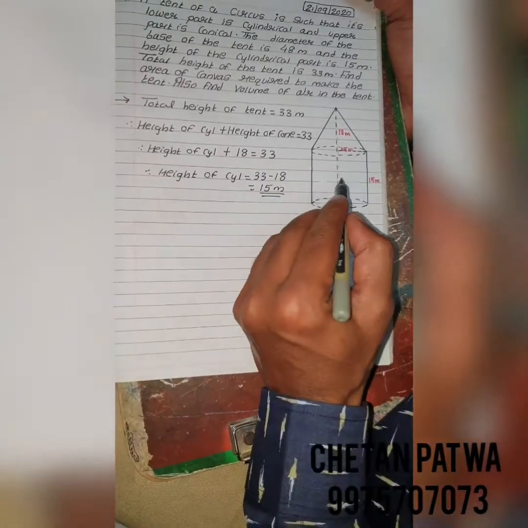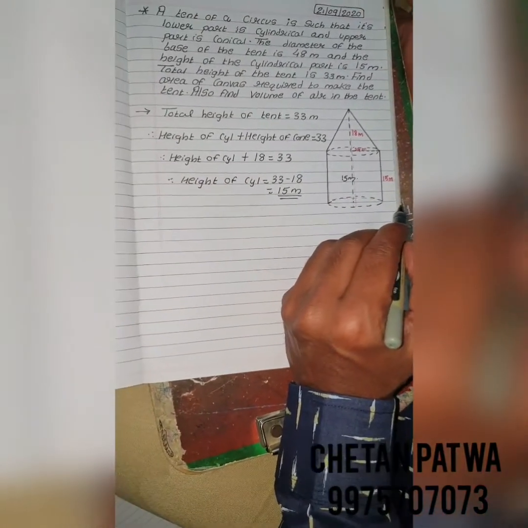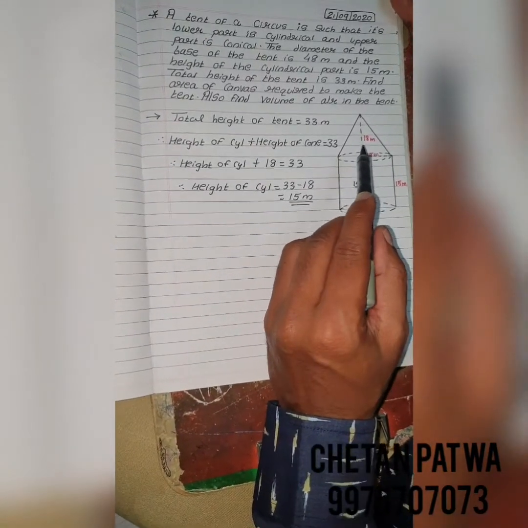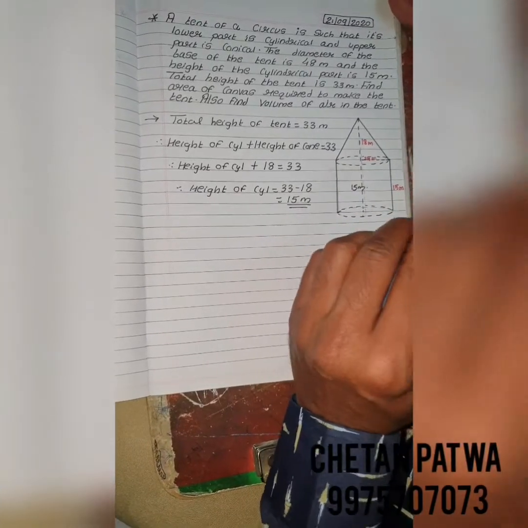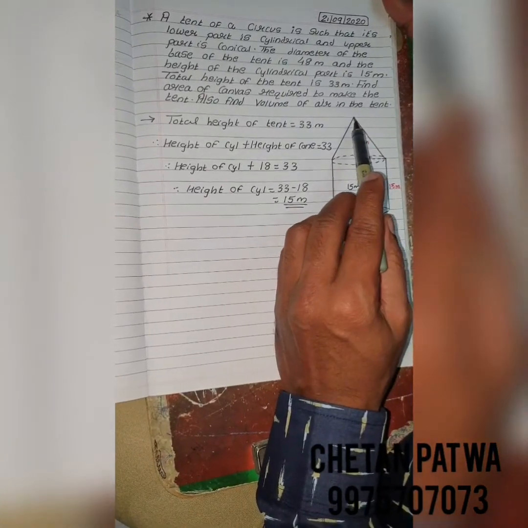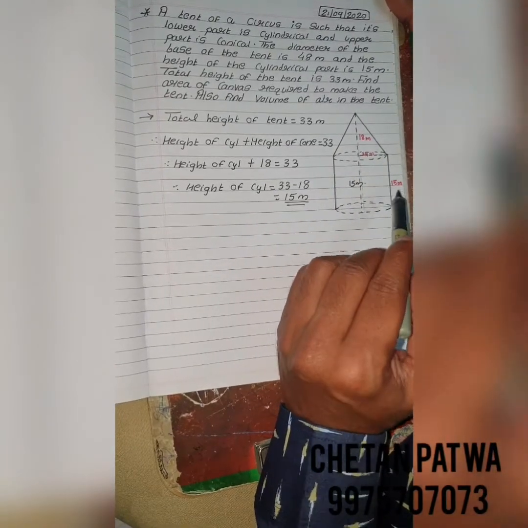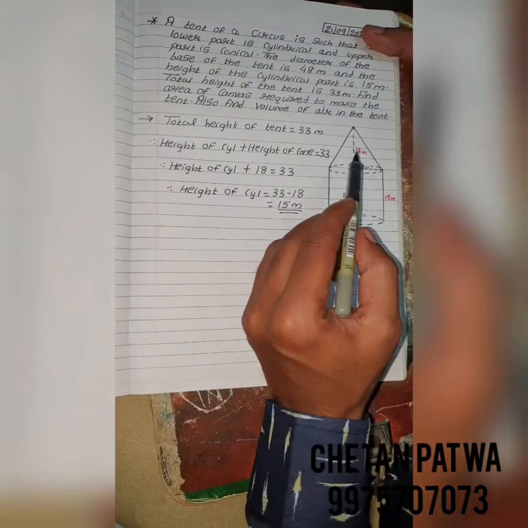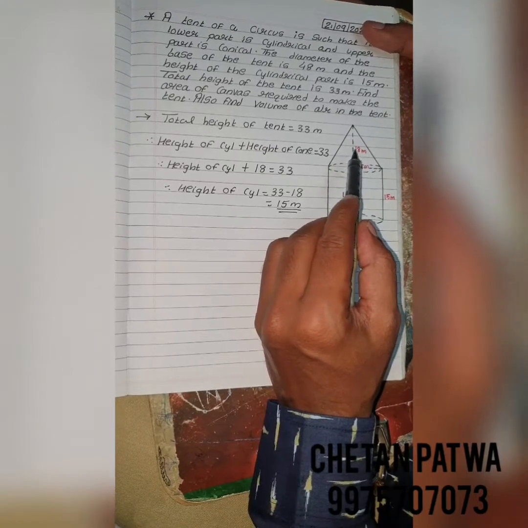Now what have we done? We have found out the height of the cylinder. We got the answer 15 meters. Now since the figure is hollow, we have to find out the canvas required for making the circus tent. Now we will find out the curved surface area of the cone and curved surface area of the cylinder. Now for finding out the curved surface area of cone, the formula is pi r L.